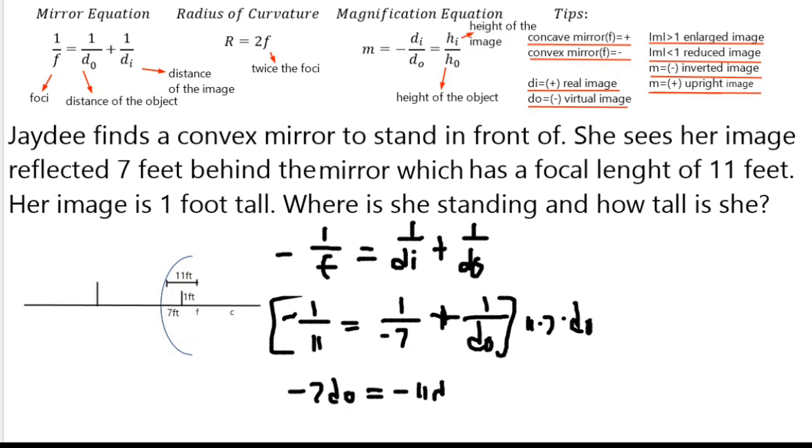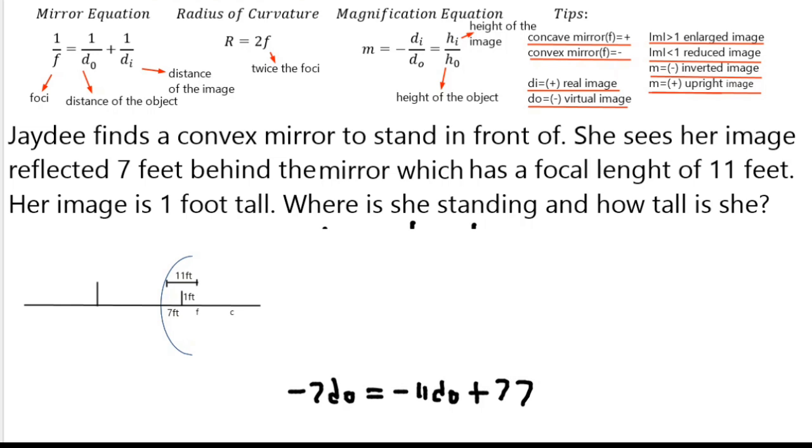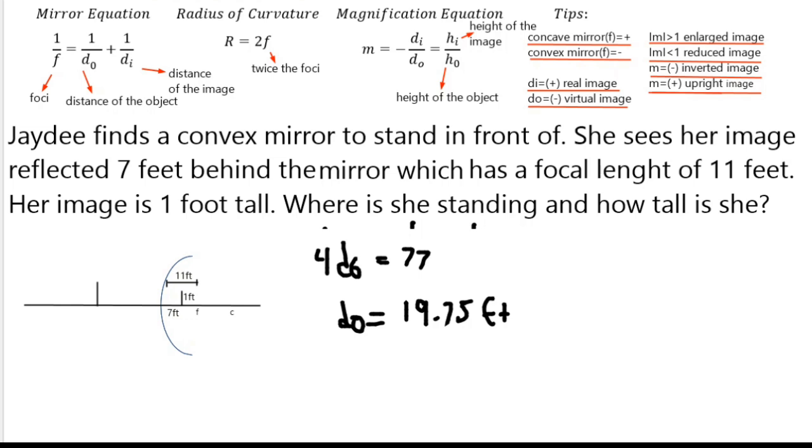Don't forget that our image distance is just negative 7. It's not going to be positive. So doing some algebra here. We did some algebra. You can pause the video and replay this and try it out yourself. We put a negative sign in our equation because this is a convex mirror. So her distance is 19.75 feet from the mirror by doing some calculation.